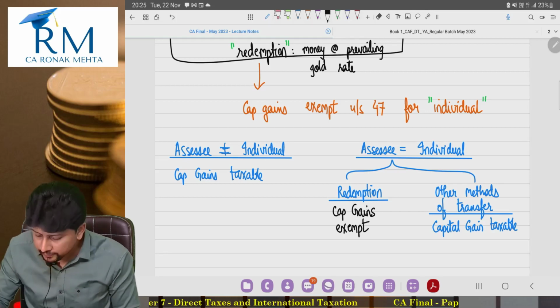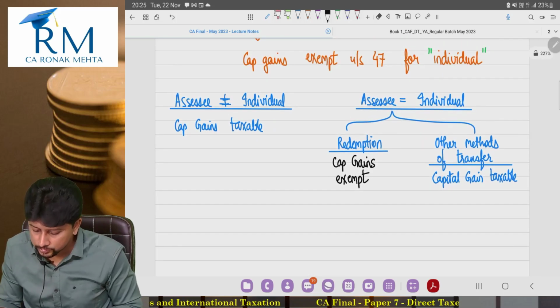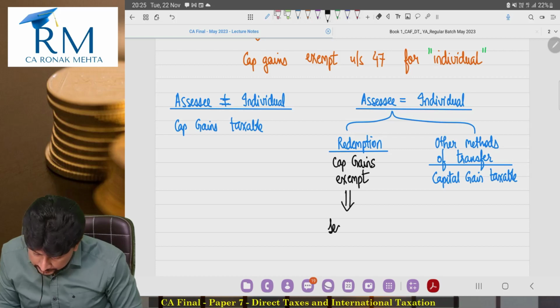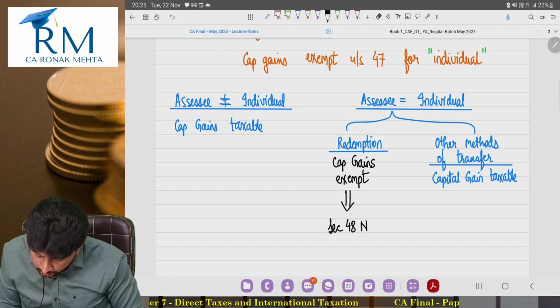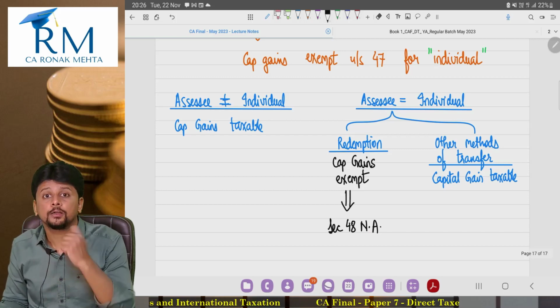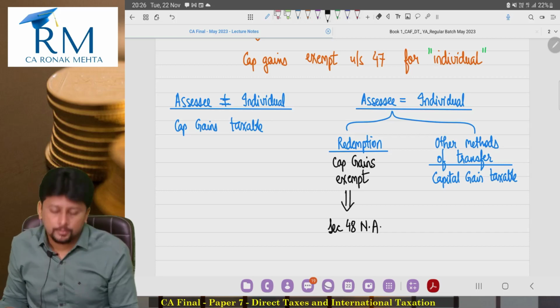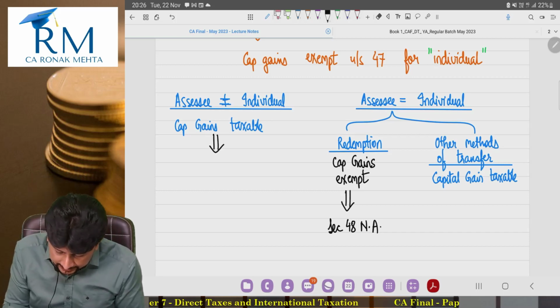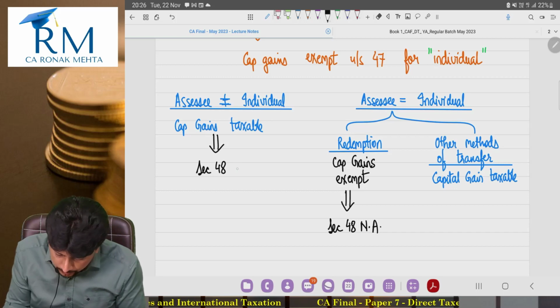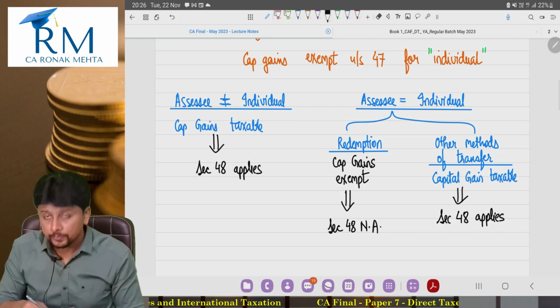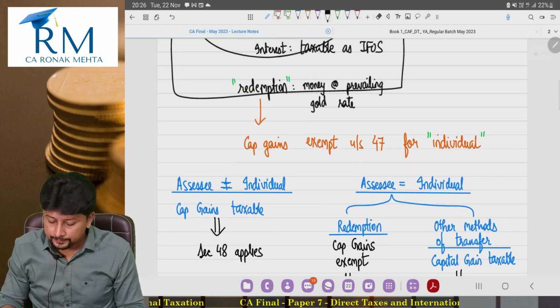Chalo, with this much clear in your mind, thoda common sense use karo. Beta, if capital gain is exempt, there is no need of thinking about section 48. What is section 48? Computation. If capital gain is exempt, why should I compute? But if capital gain is taxable, then computation has to be done. Then section 48 applies. And now, if section 48 applies, all its provisos also apply.